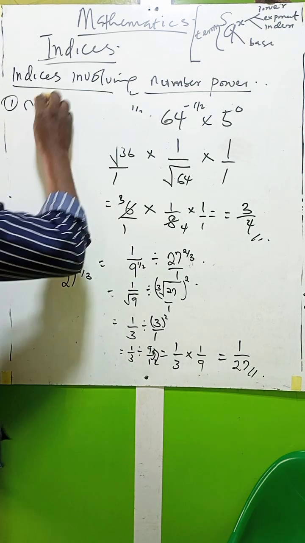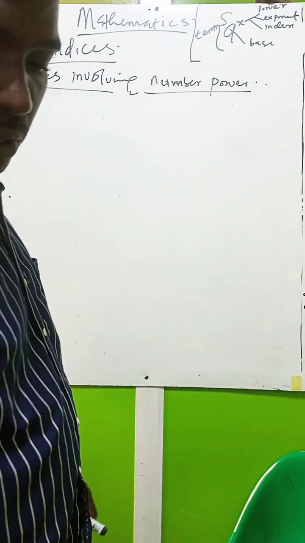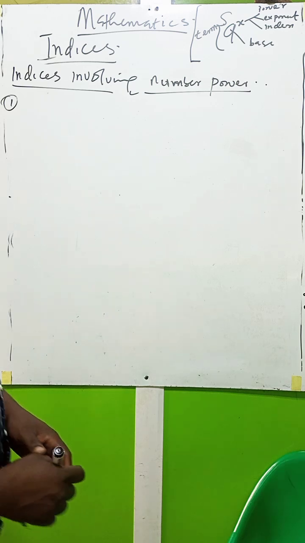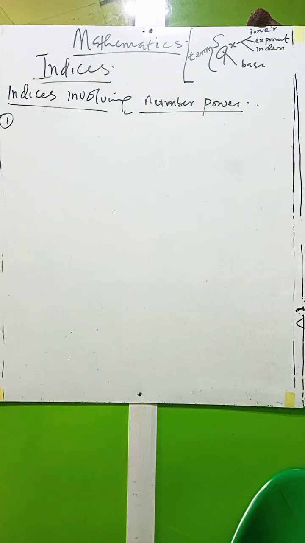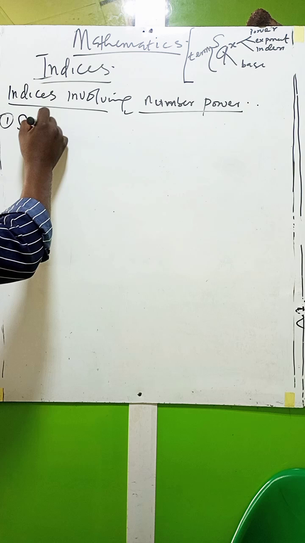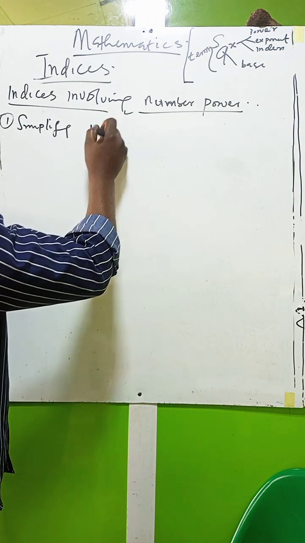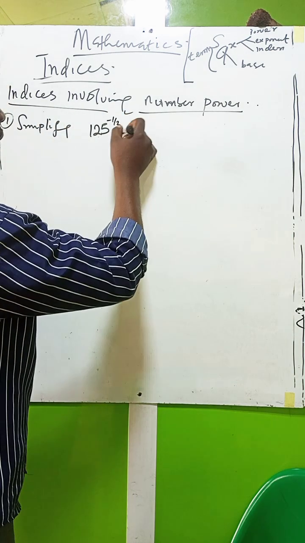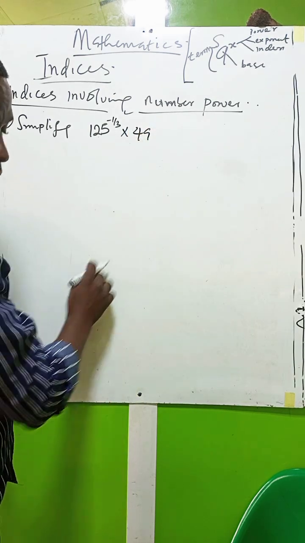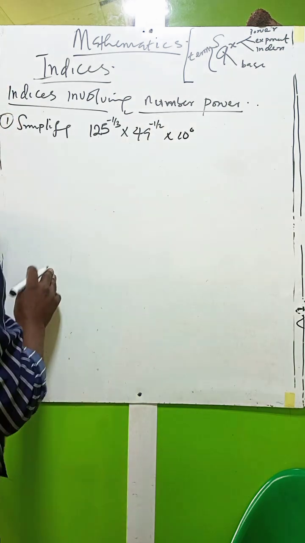Okay, now for this case, we have some drill assignments to solve. Then after solving, you put your answers in the comment section. There are 5 of them. Number 1, simplify 125 raised to the power minus 1 over 3 times 49 raised to the power minus 1 over 2 times 10 raised to the power 0.